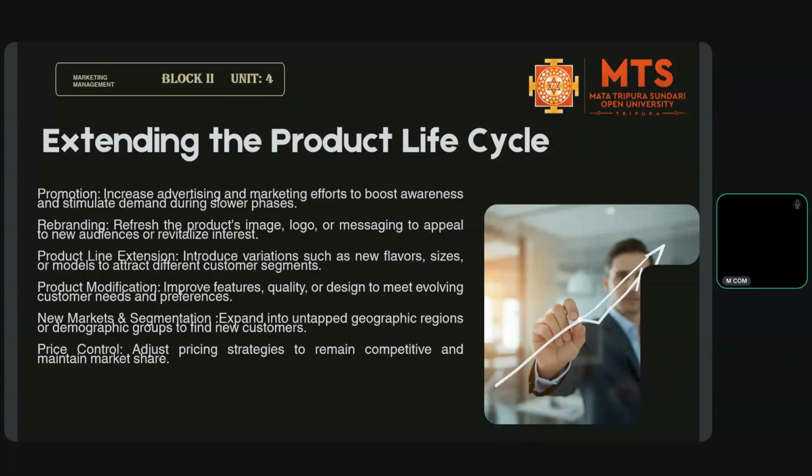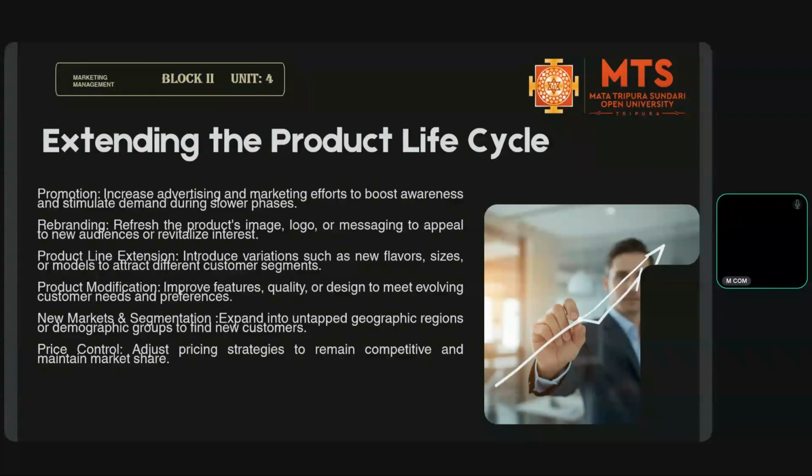Promotion: increasing advertisement and marketing efforts to boost awareness and stimulate demand during slower phases like maturity or decline. Rebranding: refresh the product image, logo, or messaging to appeal to a new audience or revitalize interest, meaning changing something new to the product or rebranding it with a new name that can give a boost.